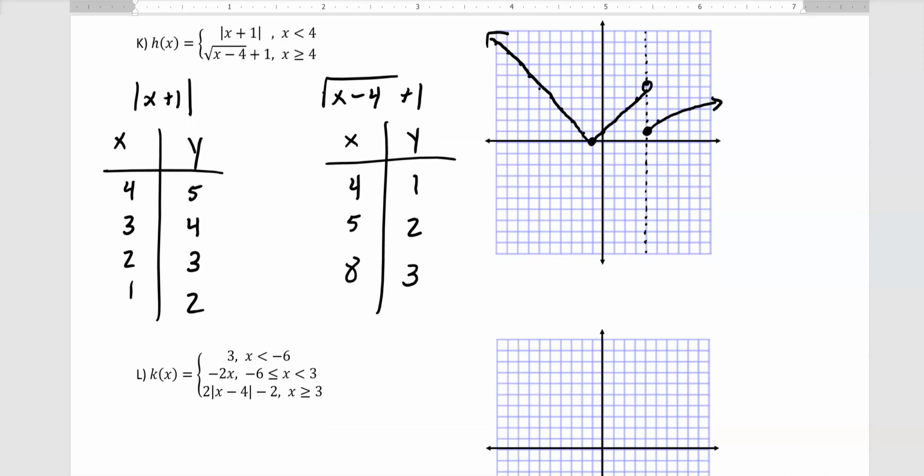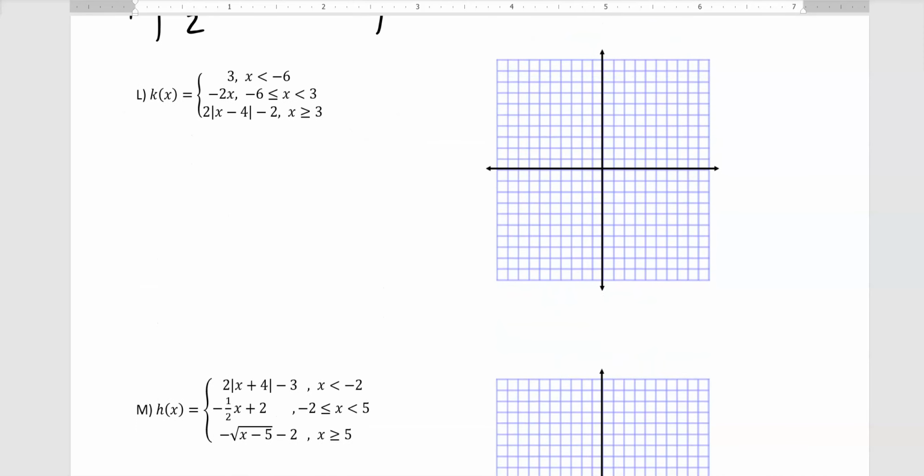Let's look at letter L, K of x here. So we have 3 when x is less, well, let's do these. Negative 6 is right here. And 3 is right here. Let's do these using transformations. I think that'd be a good way to do this. So 3 if x is less than negative 6. So right away, 3 we know is going to have an open circle because it's strictly less than negative 6, and it's just going to stay on that 3 line going all the way to the left.